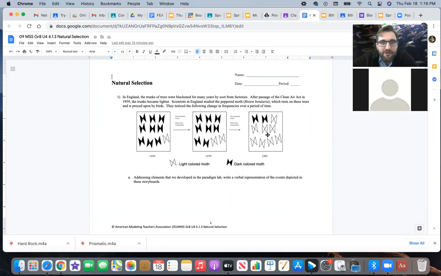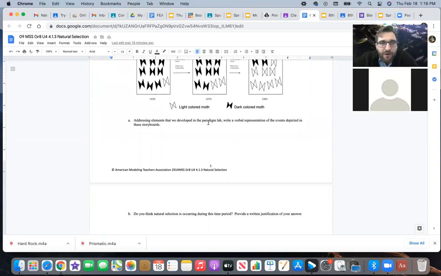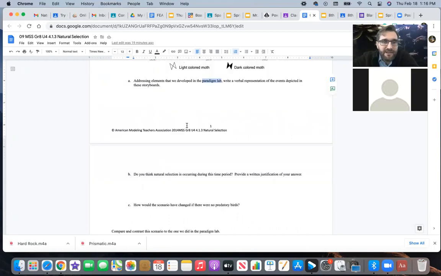But then we make our way all the way to 1995, and that's very different. We end up with almost the complete opposite, 20% being dark colored and 80% being light colored. And so what it's wanting you to do for this is compare our fit fishes lab, that's what it's talking about for the paradigm lab, compare our fit fishes lab to this scenario in this 3-box storyboard. So I want you to write a verbal representation of the events depicted in this storyboard, and then address any elements that maybe come out in our fit fishes lab as well.